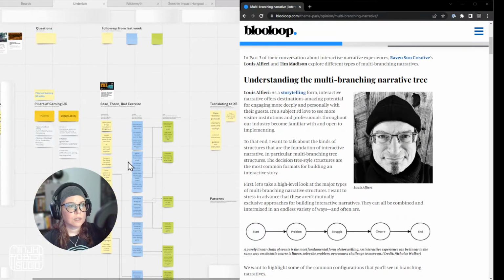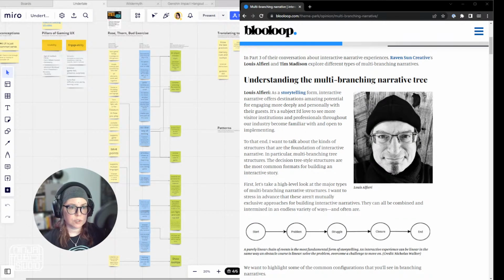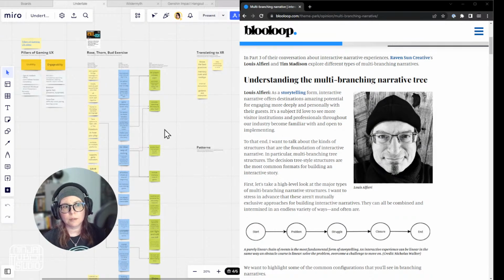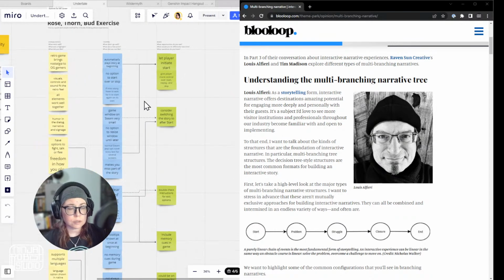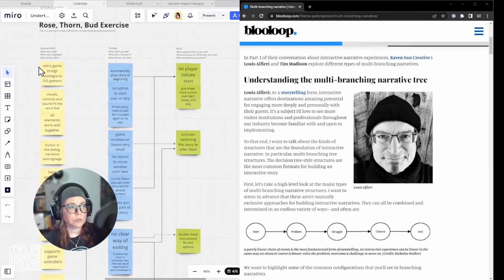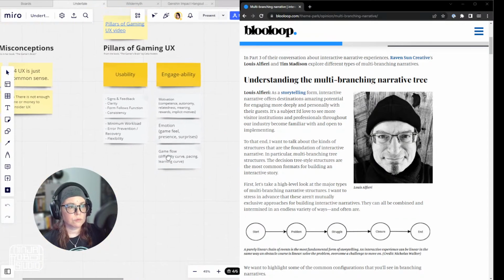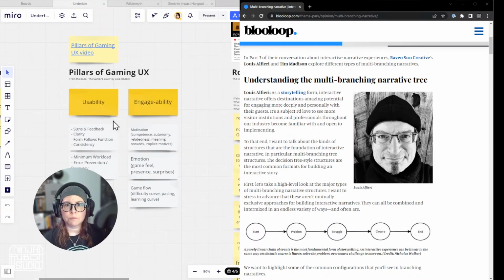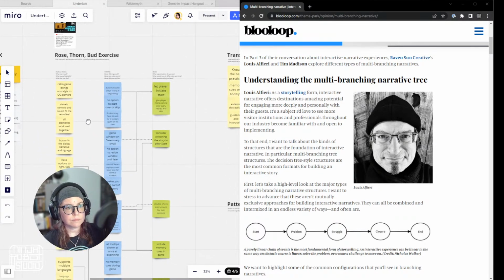Before each of the sessions, I explain really quickly what branching narrative is, and then at the end, after I've played through the game, I will do a Rose Thorn Bud exercise, where I talk about what the good things are from my understanding and knowledge as a UX designer for XR and as a UX designer in general. I have over 24 years of experience in UX, and I follow the pillars of gaming UX as well as UX best practices for XR and general UX best practices.